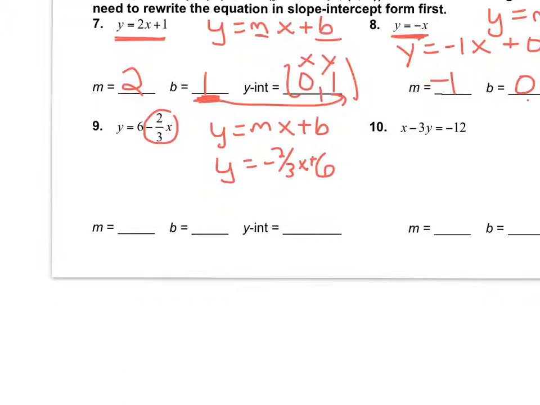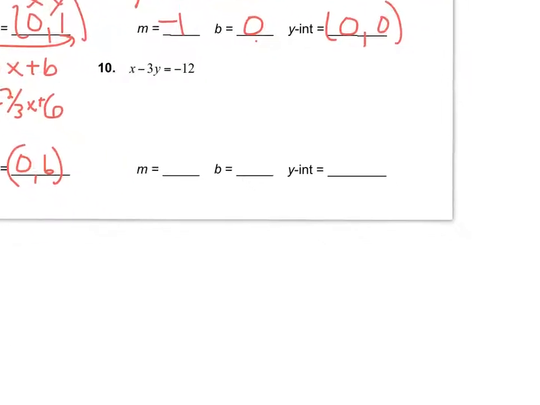Do you understand what I did? All I did was change this around. I put this in front, and then put the 6 behind it. The 6 is positive, so a plus sign goes in front of the 6. So now what's the slope? Negative 2/3. What's the b? Positive 6. What's the y-intercept? 0, 6. And you write that as an ordered pair with parentheses around it. All right, let's do number 10.